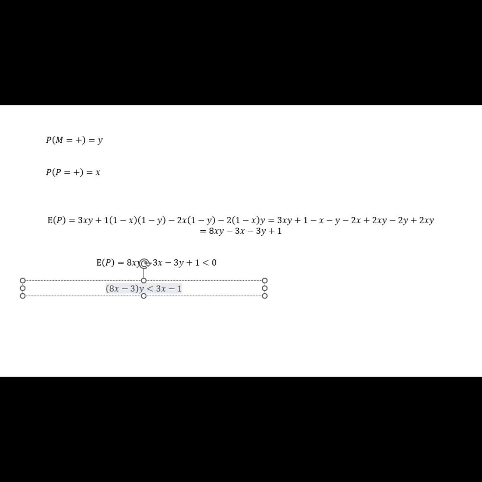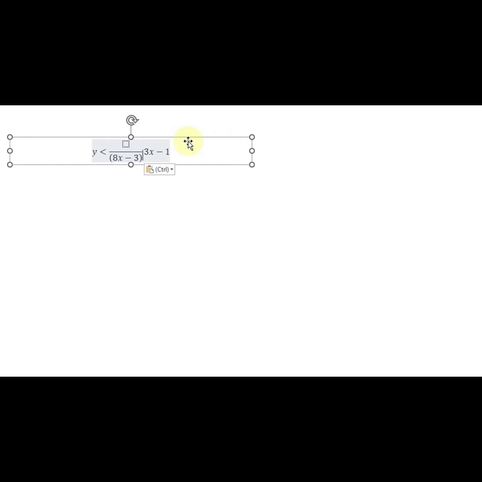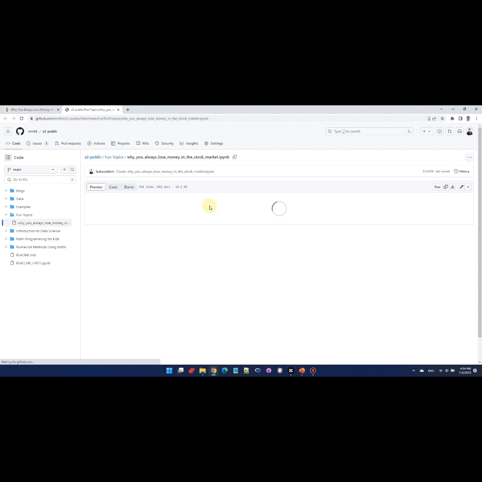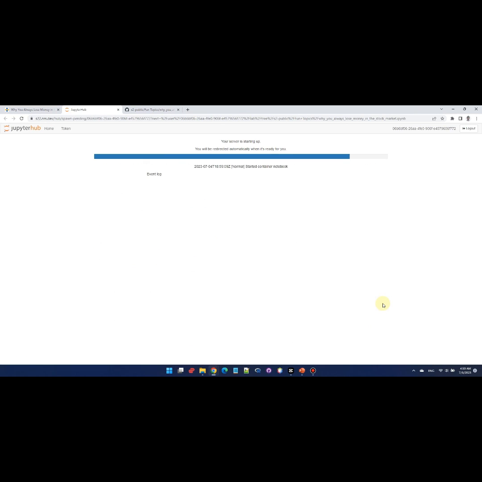The first case is when 8x minus 3 is positive. This is equivalent to x is bigger than 0.375. We move the term to the right. Then we can plot this graph using S2. The source code is here. The executable is here.